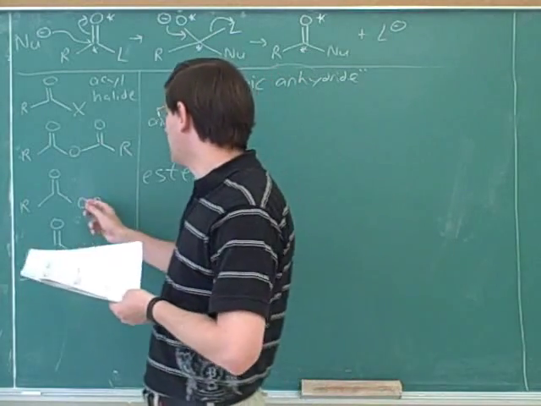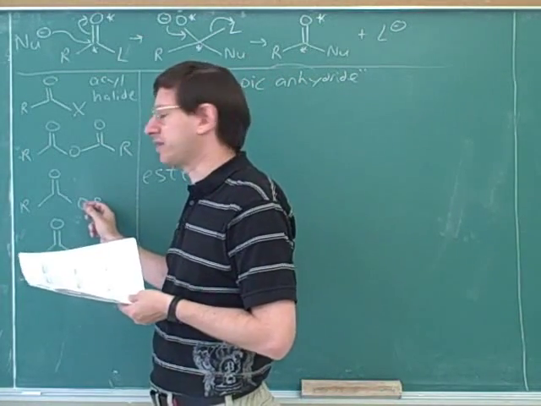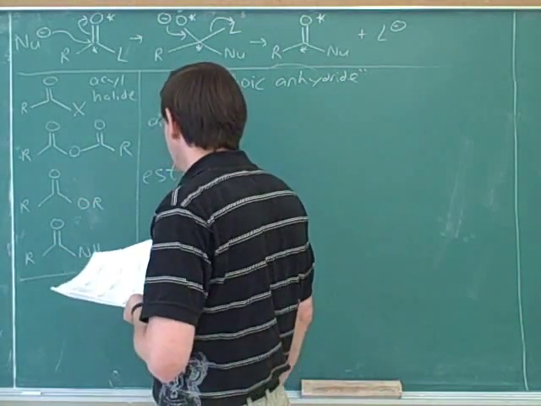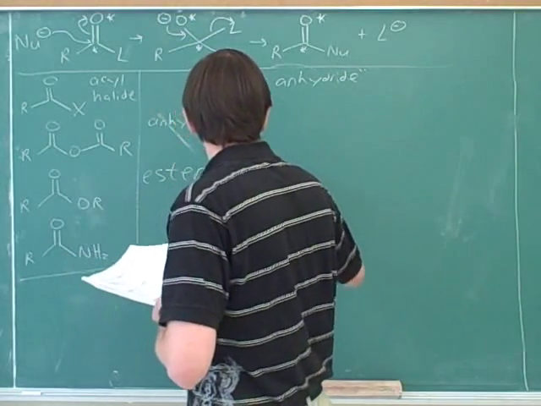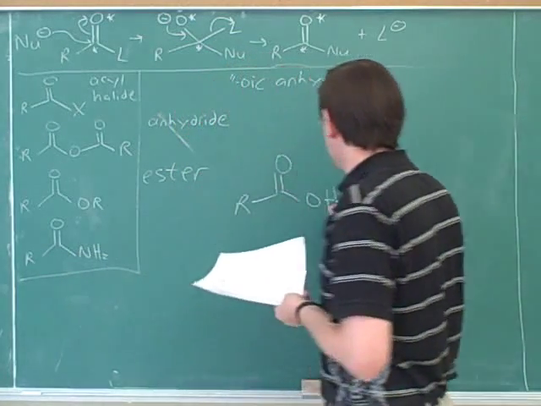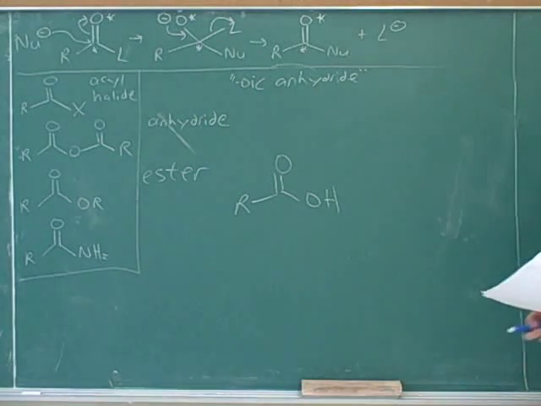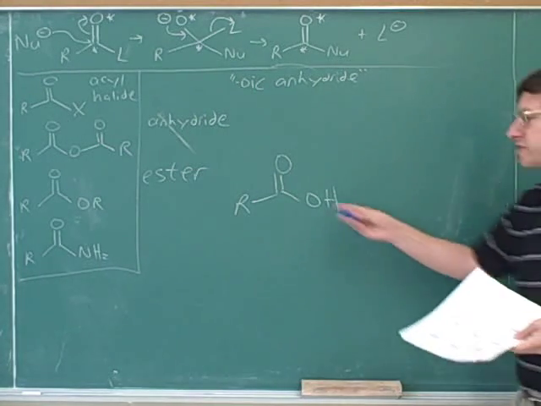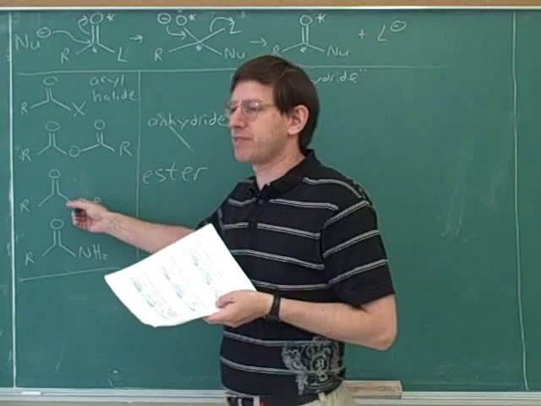By the way, here, this R has to be a carbon chain. In this particular thing, the R has to be a carbon chain, because if it was an H, what would be the name of this functional group? Carboxylic acid. That's right. This would be a carboxylic acid, which is not the same thing as an ester.